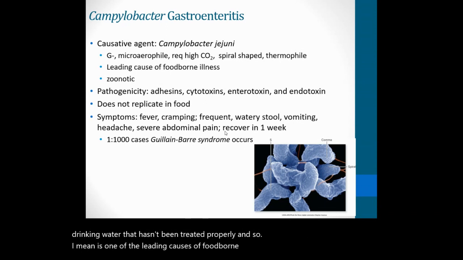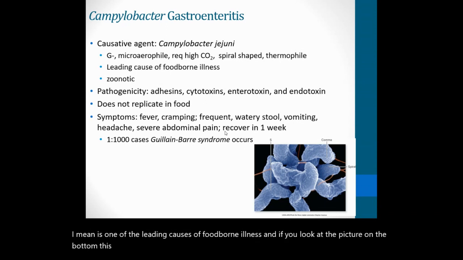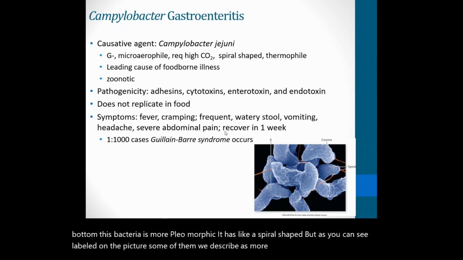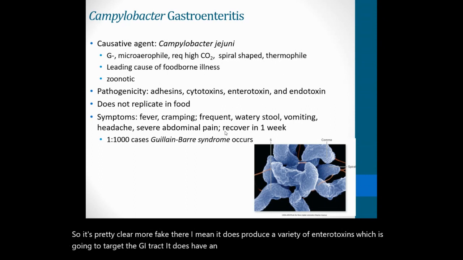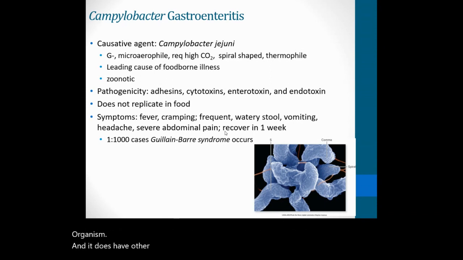And if you look at the picture on the bottom, this bacteria is more pleomorphic. It has a spiral shape, but as you can see labeled on the picture, some of them we describe as more comma-shaped or S-shaped. So it's pretty pleomorphic there. It does produce a variety of enterotoxins, which is going to target the GI tract. It does have an endotoxin because it's a gram-negative organism, and it does have other cytotoxins as well.